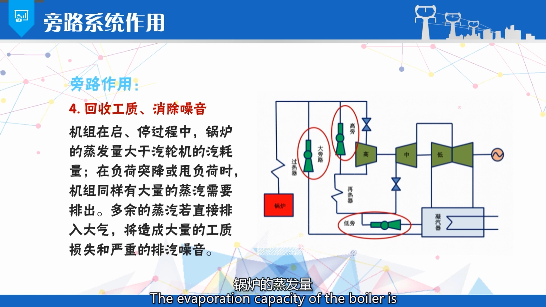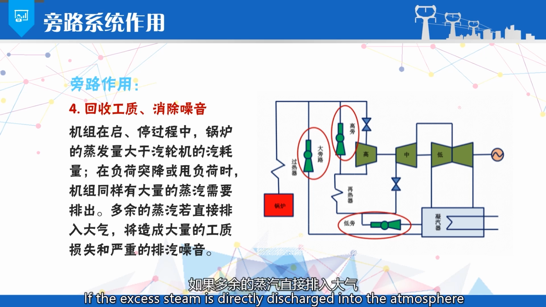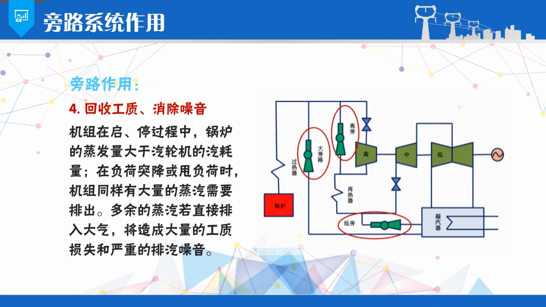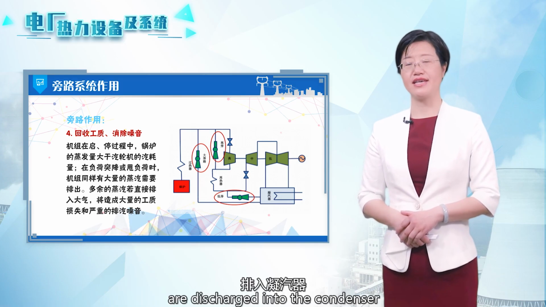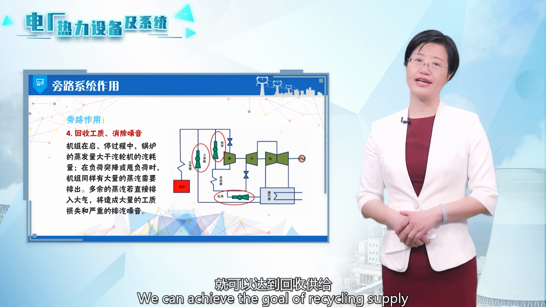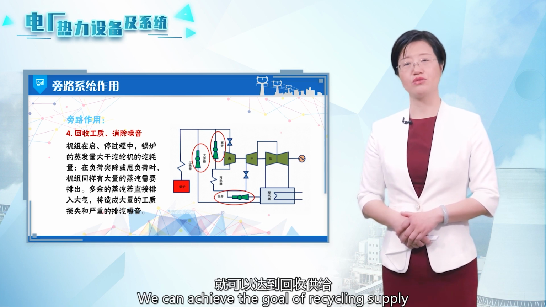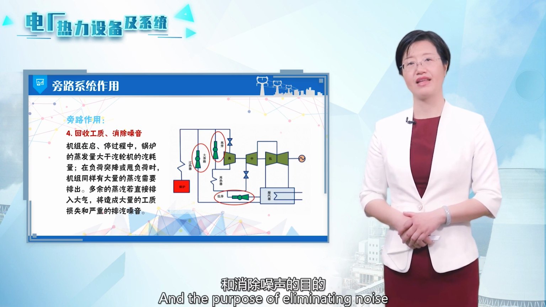The evaporation capacity of the boiler is greater than the steam consumption. At this point, there will be a large amount of steam that needs to be expelled. If the excess steam is directly discharged into the atmosphere, it will cause significant supply losses and severe exhaust noise. After setting up the bypass, the steam is reduced in temperature and pressure and discharged into the condenser. We can achieve the goal of recycling supply and the purpose of eliminating noise.